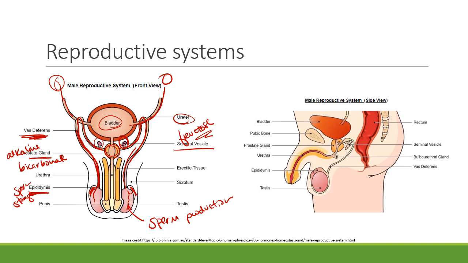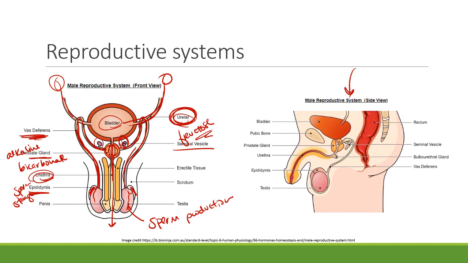Once the fructose and the bicarbonate have been added to the semen, then the sperm and the semen are sent through the urethra. So notice that these two words are so close. Ureter goes from the kidneys to the bladder. Urethra goes from the vas deferens and from the bladder to out the body. So during ejaculation or during urination, the urethra is that path out of the body.